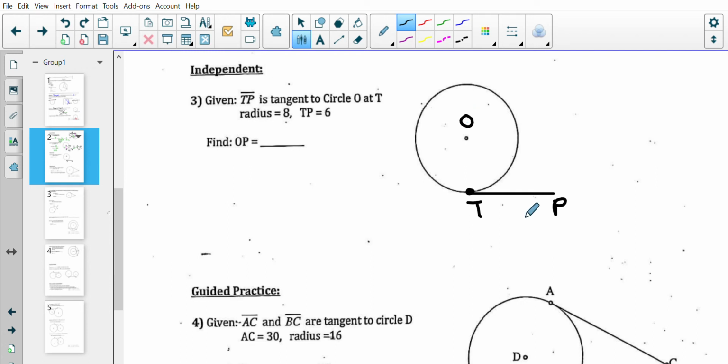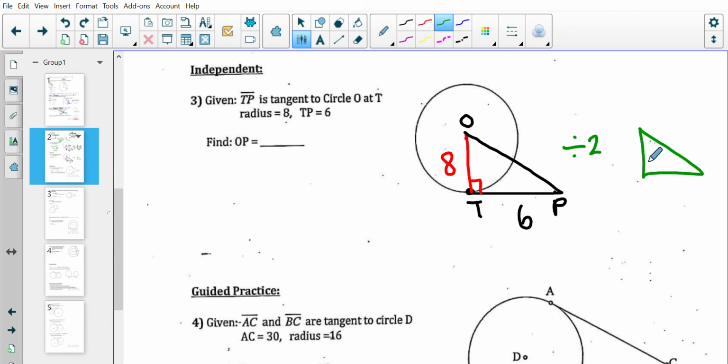They're telling us that TP is 6 units long, and the radius is 8, so I'm going to draw a radius from O to T, which also makes a right angle. That's 8. And now we want to find the length of OP. Well, if you divide by 2, we get a little smaller triangle. We get a 4 and a 3, which is a 3, 4, 5. Go back, multiply by 2, we get OP is 10 units long. All right, let's keep going.